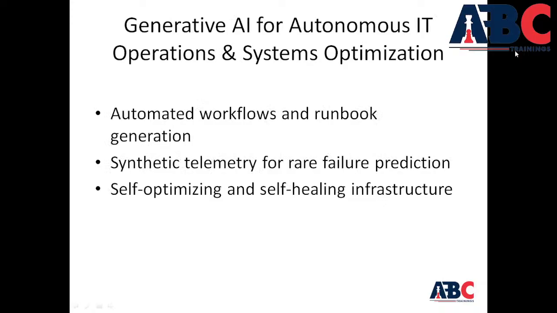Now, the next slide is about generative AI for autonomous IT operations and systems optimization. Generative AI is emerging as a transformational force in autonomous IT operations, enabling systems to predict, prevent, and resolve issues with minimal human intervention. By leveraging large language models and advanced generative algorithms, organizations can automate complex IT workflows, generate real-time insights, and optimize performance across cloud, on-premises, and edge environments. Generative AI brings the capability to interpret system logs, configuration data, infrastructure metrics, and operational patterns to create actionable recommendations that improve efficiency and reliability.